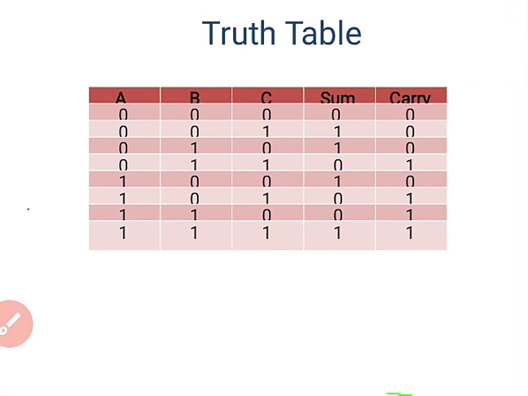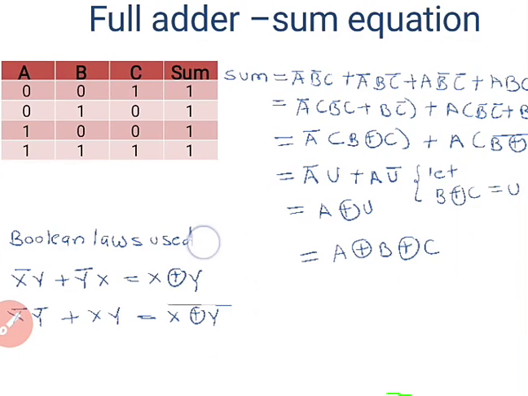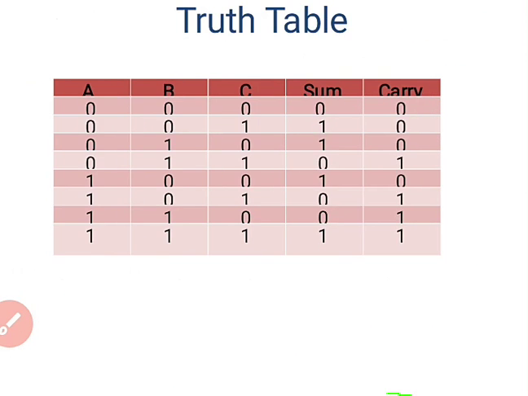The trick is how to remember sum and carry. For sum, if there is an odd number of ones, we will get the output 1. And for carry, if there is an even number of ones, or all ones, then carry is 1. So here I have just copied the rows where the sum is 1.